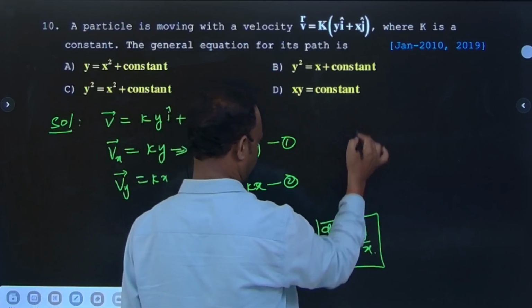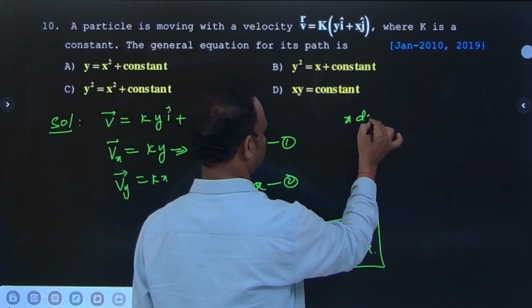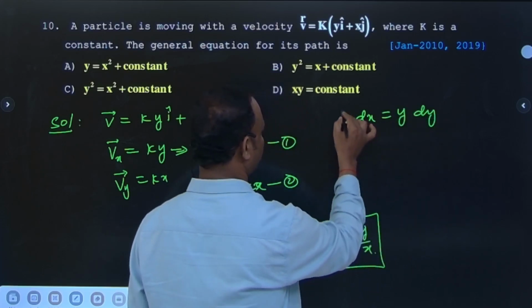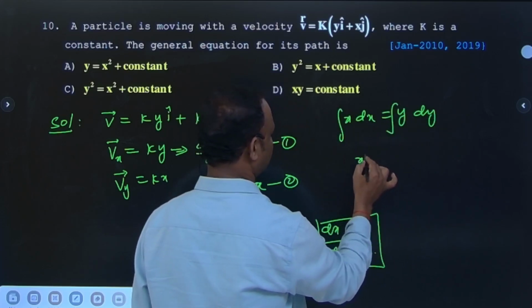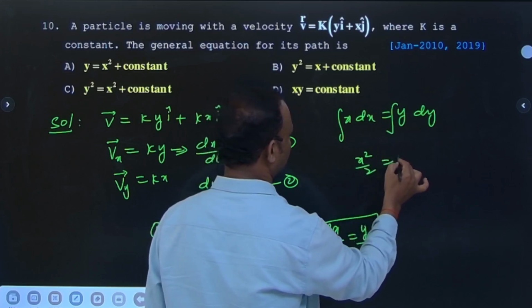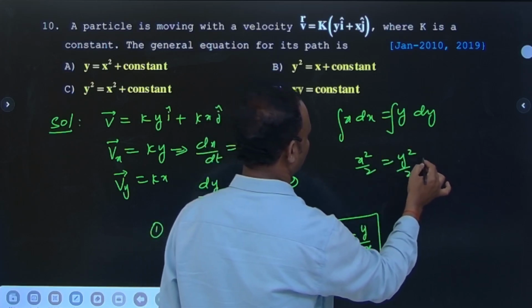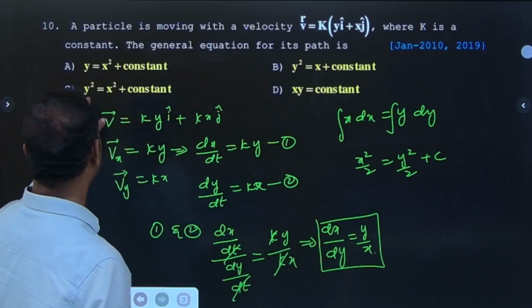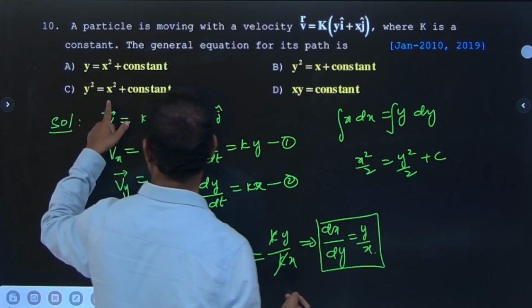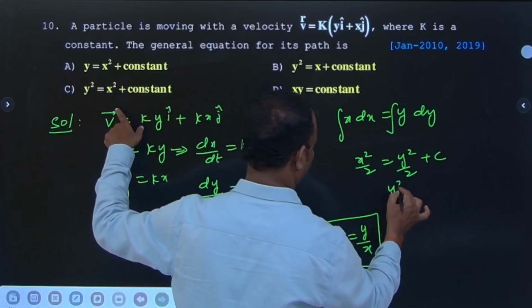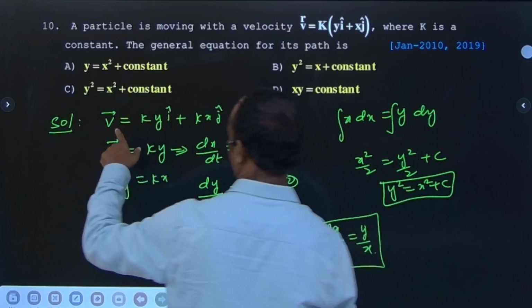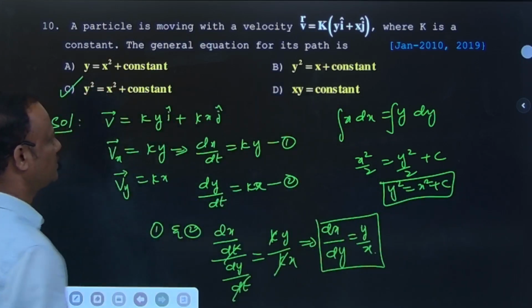Now we can complete: x dx is equal to y dy. Taking integration on both sides, x square by 2 is equal to y square by 2, plus some constant. So in terms of this, y square is equal to x square plus c, where c is the constant. So this is the relation. Option C is correct.